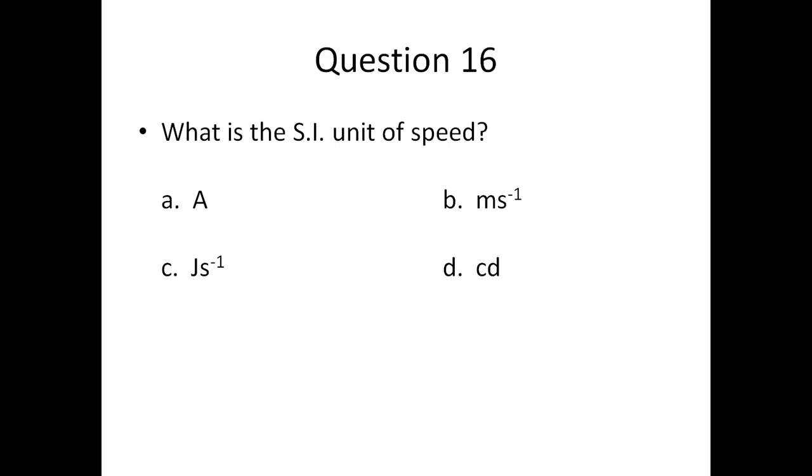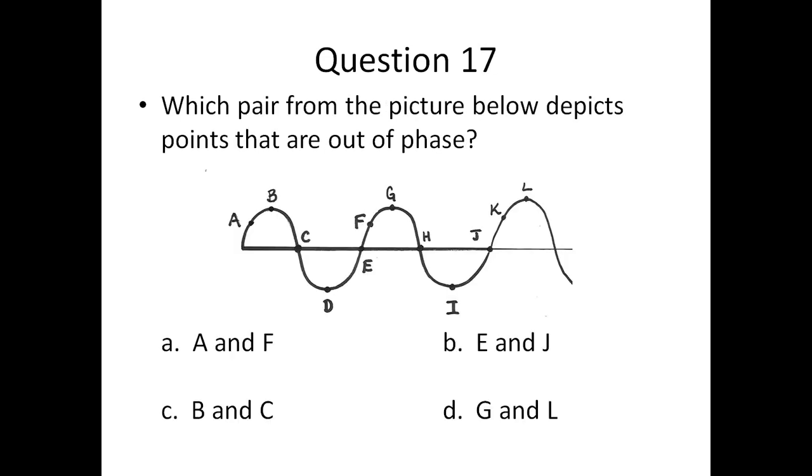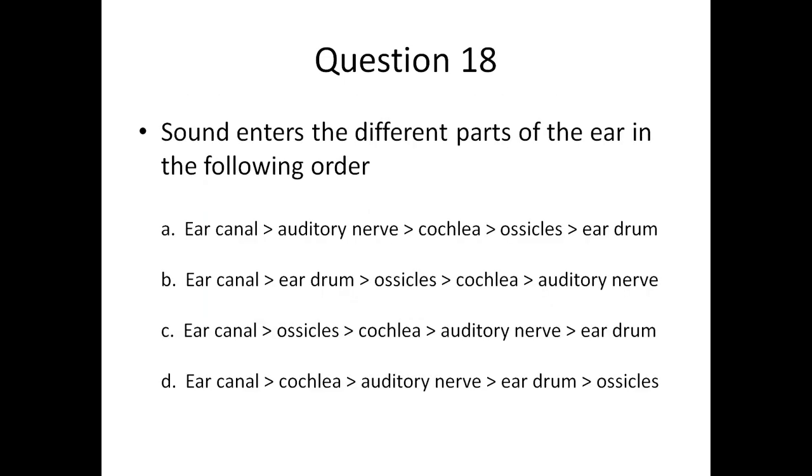Question 16. What is the SI unit of speed? Is it A, amps, B, meters per second, C, joules per second, D, candela. Question 17. Which pair from the picture below depicts points that are out of phase? Is it A, A and F, B, E and J, C, B and C, D, G and L?